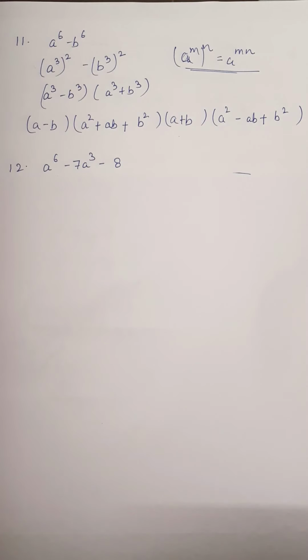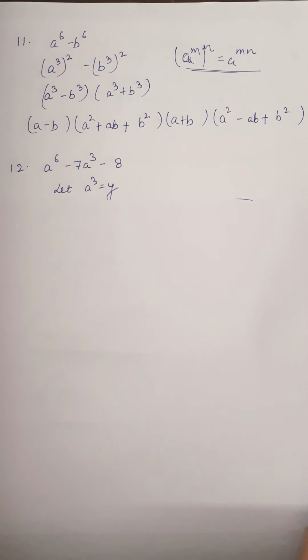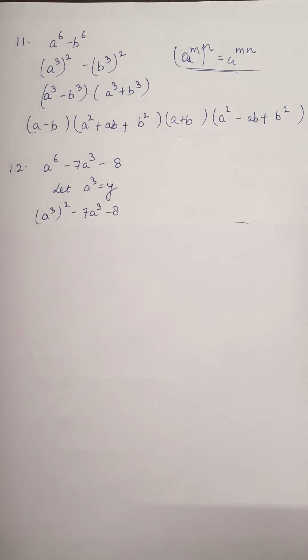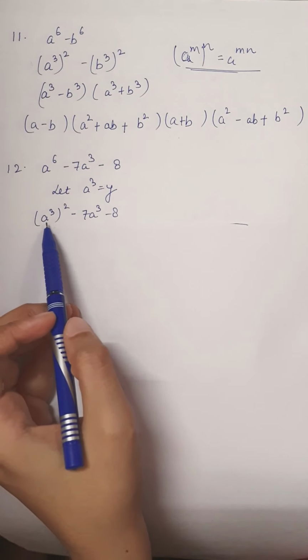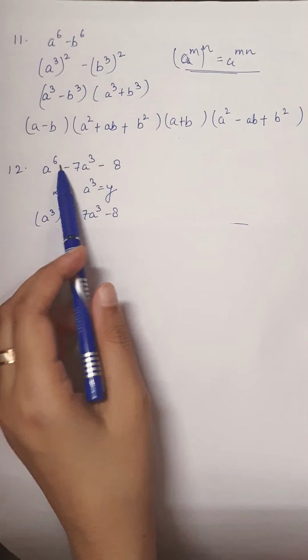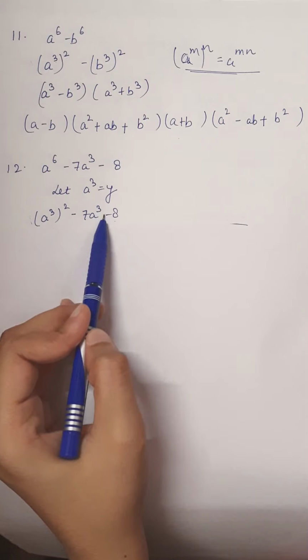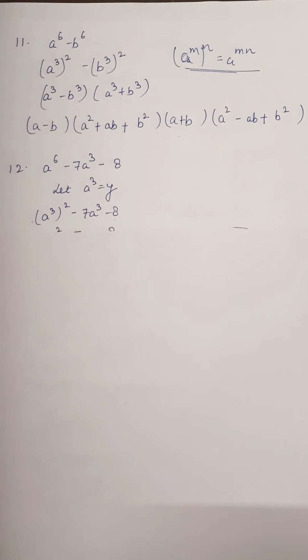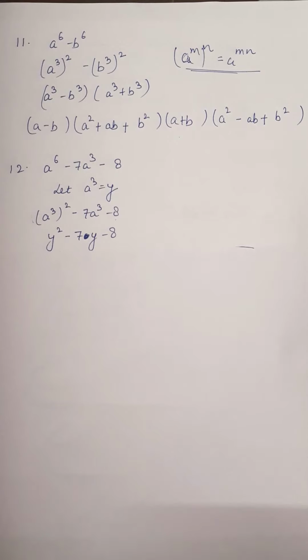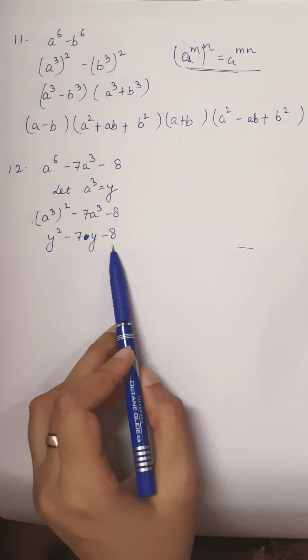Next question 12, a^6 minus 7a cube minus 8. Now it is looking like a trinomial, is it? And trinomial will be done by splitting the middle term. Now let's see how. Let a cube equal to y. Now since a cube is equal to y, a cube whole square will be a^6, and the rest as it is. So here I can substitute y, here I can substitute y. So my question converted to this, y square minus 7y minus 8.